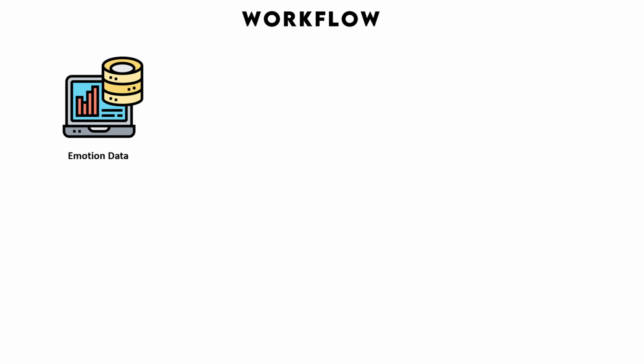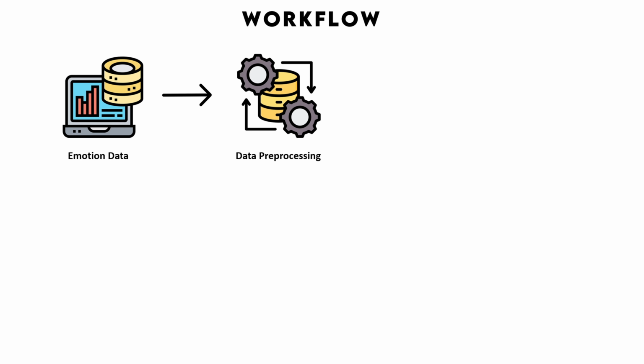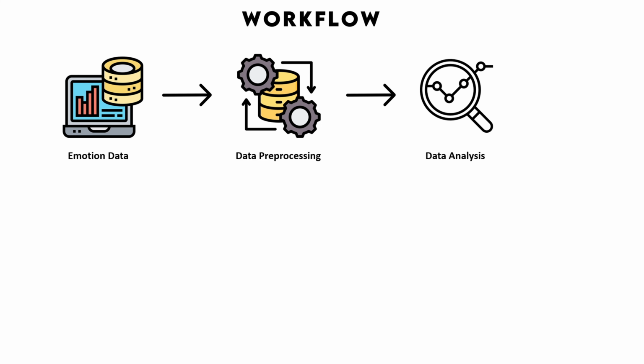Before we jump into the coding part, let's see what the workflow for our project is. We will start by importing the emotion dataset, and after importing the dataset, we will perform some data pre-processing, like removing the irrelevant stuff from the dataset, like the usernames or URLs and so on. After the data pre-processing, we will do the data analysis. In the data analysis, we will be balancing our dataset and more.